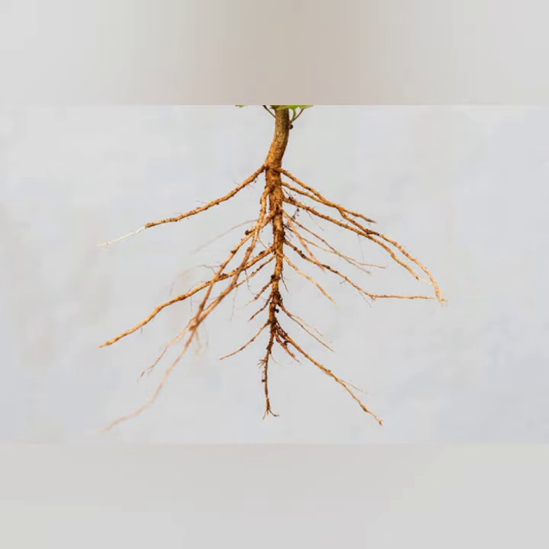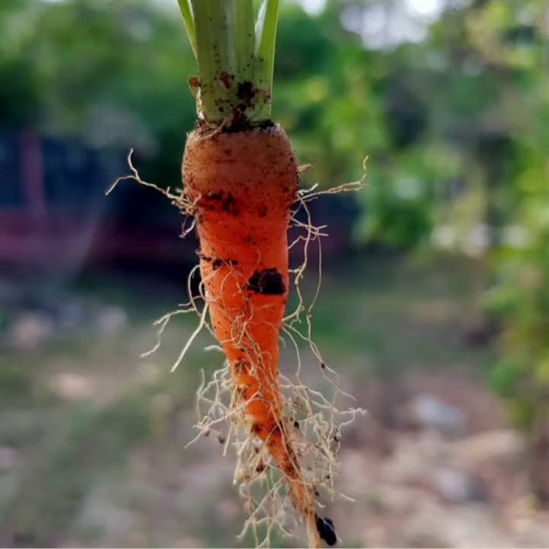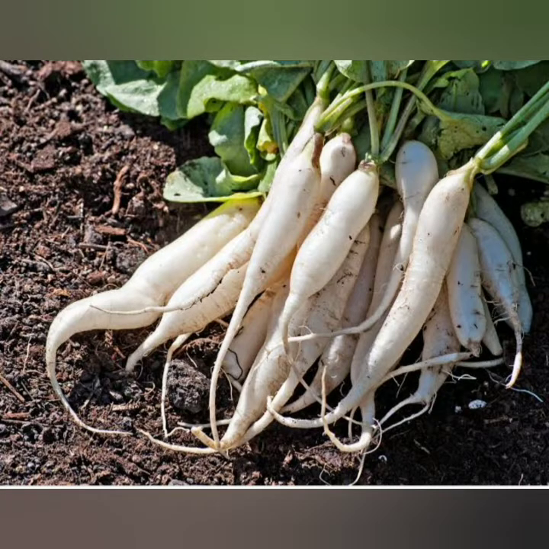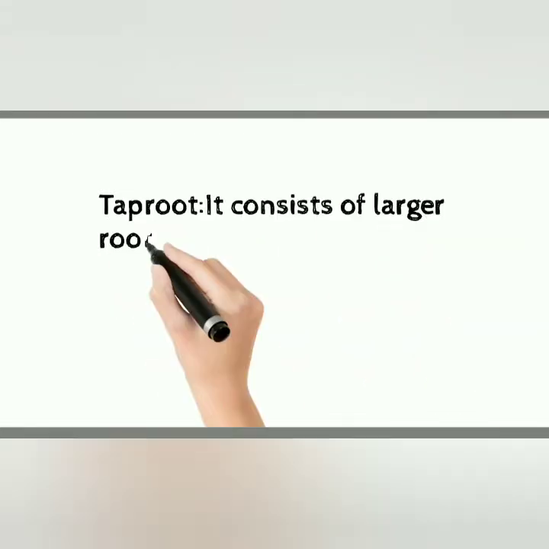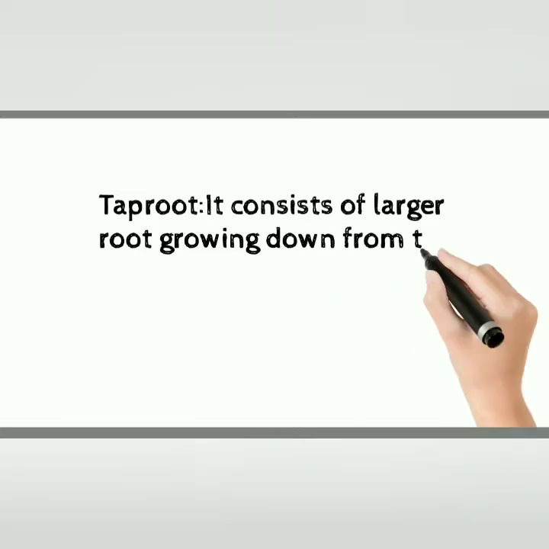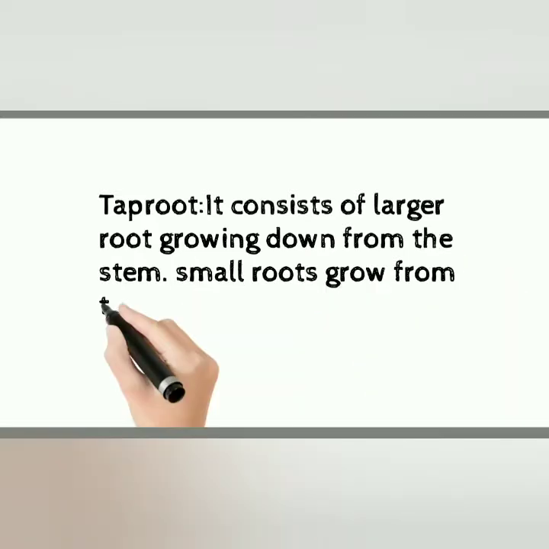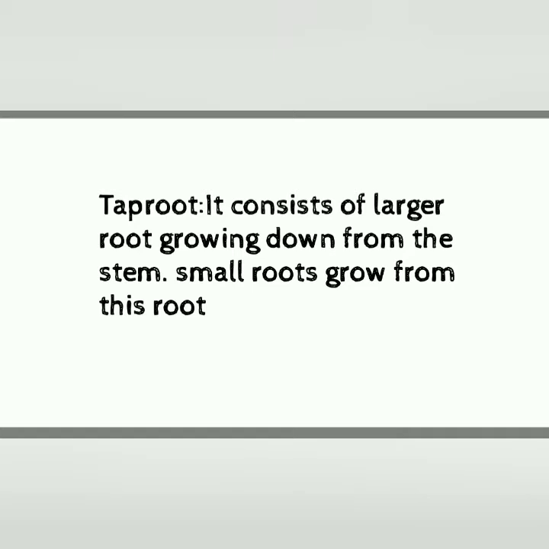So when we observe the root of this plant, we can see a large root growing down from the stem. This type of root is called tap root. And from this large root, other small roots will grow. So, the taproot system consists of a larger taproot and the smaller branches that grow from it. And this taproot system will grow more deeply and these roots hold the plant firmly in the soil.